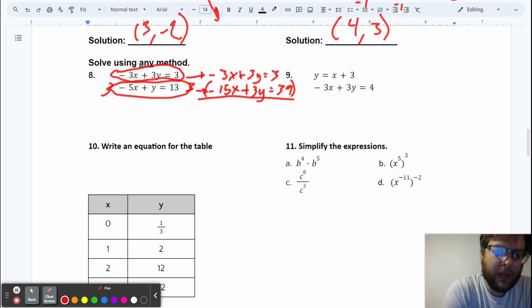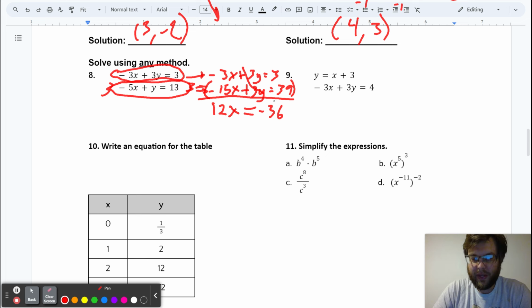Now you can see both equations have 3y. So I can go top minus bottom. Be careful with your positives and negatives. Negative 3x minus negative 15 is a positive 12. 3 minus 3 is eliminated. 3 minus 39 is negative 36.